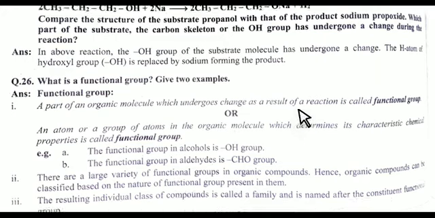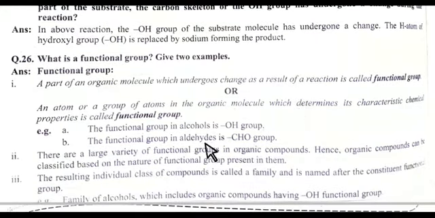And the examples of functional groups: the functional group of alcohol is the OH group, and the functional group of aldehyde is the CHO group. There is a large variety of functional groups in organic compounds. Hence organic compounds can be classified on the basis of functional group also.